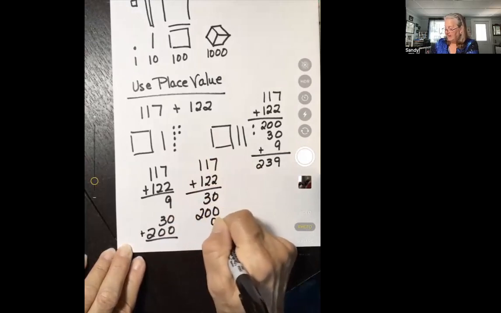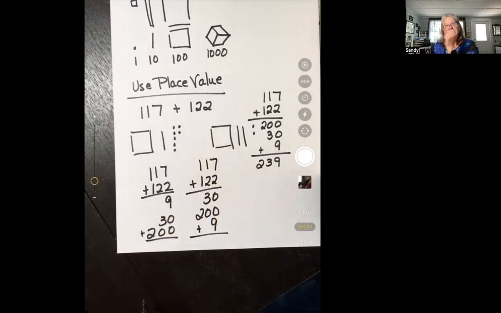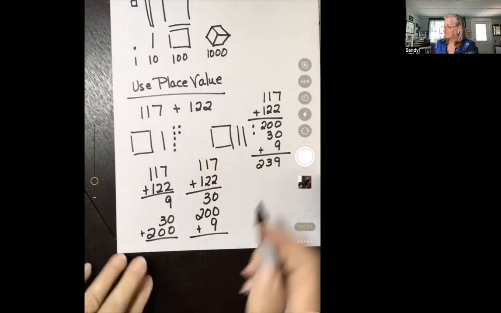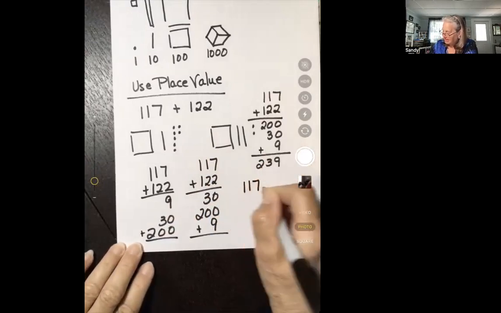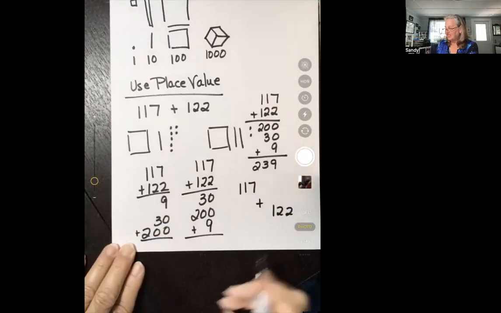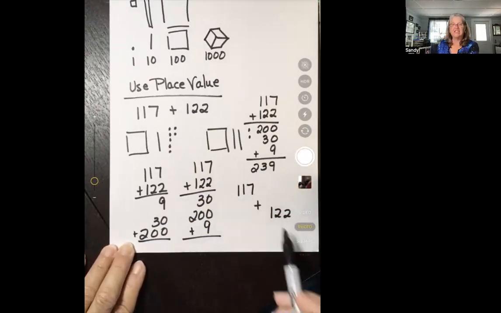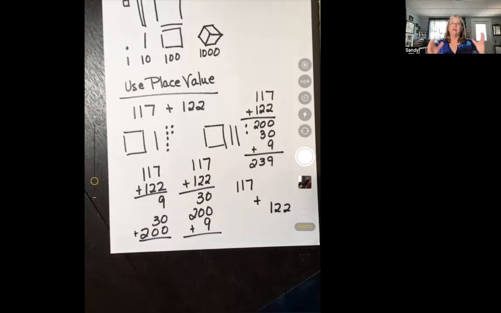The key is I have to make sure that I combine each of the places. The reason this becomes important is I don't have to align. See, once I understand it's about combining like size units, I should be able to write the 117 and the 122 anywhere on the page and still get the correct answer, because I know I'm combining hundreds with hundreds, tens with tens, ones with ones.